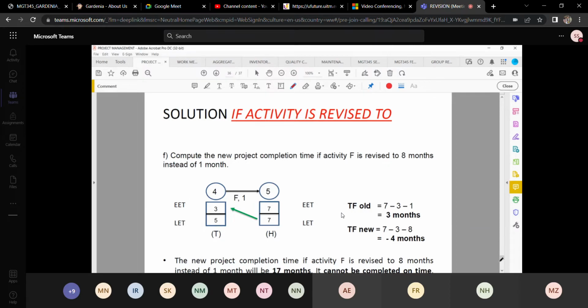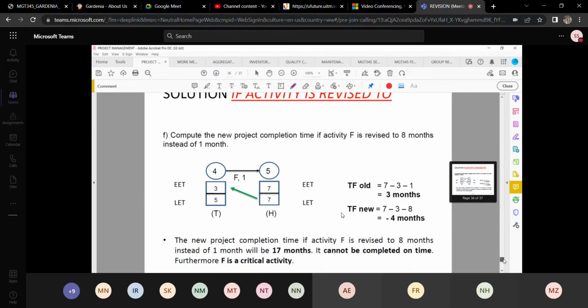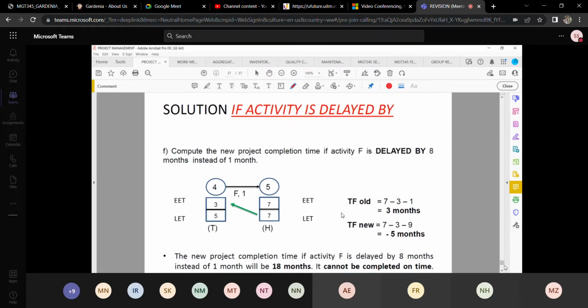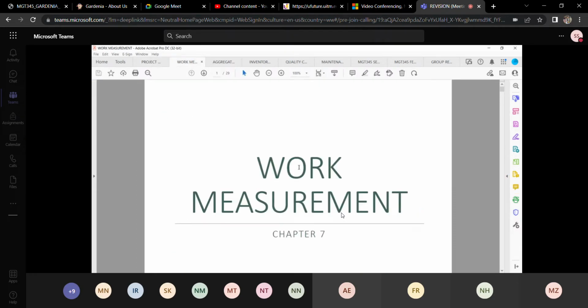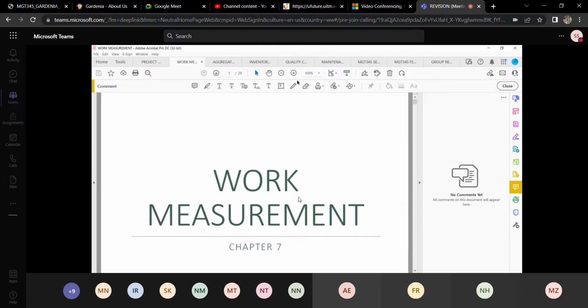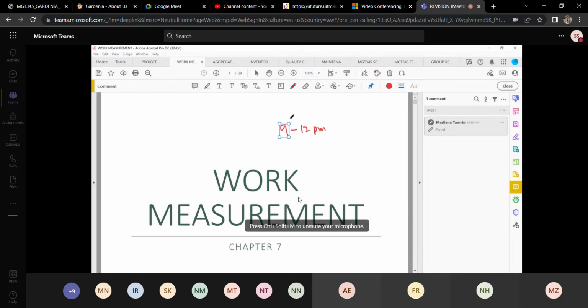Okay. For project management, do you have any question for project management class? No, madam. Okay, right. So the next one is the work measurement. Okay, work measurement. Sebelum tu, duration, bila you tengok duration, you punya final exam, dia kata 9 sampai 12 kan? PM, betul tak? Masa 28 hari bulan tu.